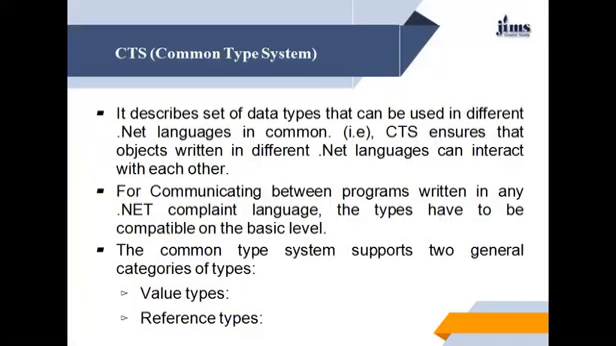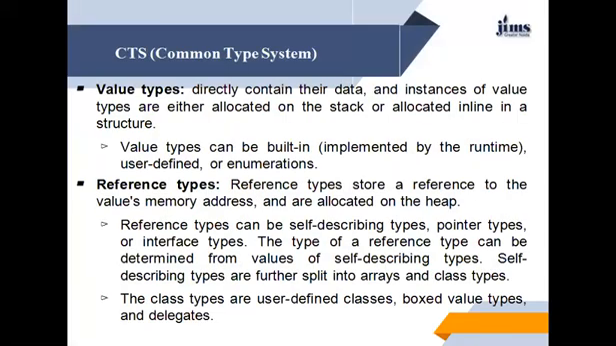For communicating between programs written in any .NET compliant languages, the types have to be compatible on the basic level. So a common type system must be there so that the .NET framework can understand it very well. The common type system supports two general categories of types. One is called value types and another is called reference types. Value types and reference types.